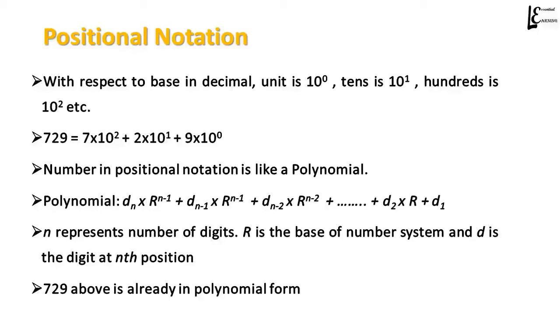729 can be expanded into 7 multiplied by 10 power 2 plus 2 multiplied by 10 power 1 plus 9 multiplied by 10 power 0. A number in positional notation is like a polynomial. In a polynomial, there are terms joined by plus and minus. The term with the highest exponent is written at the leftmost and the lowest at the rightmost. Here n can represent the number of digits in a number, r is the base of the number system, and d is the digit at the nth position.